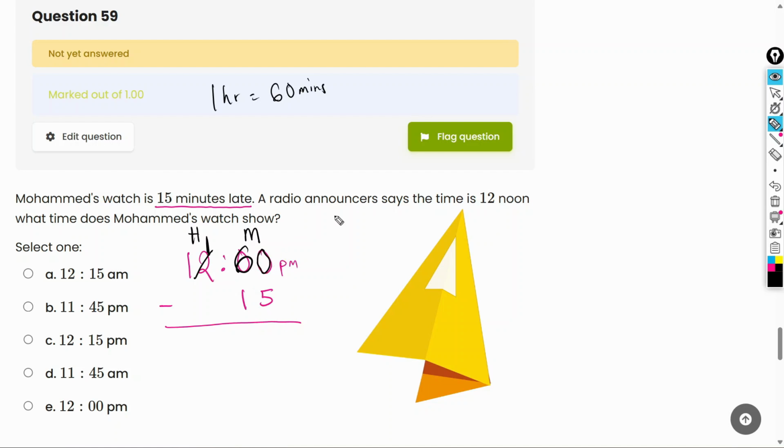Then 0 minus 5 wouldn't work. So we borrow 1 from 6, that is 5. And then this is 10. 10 minus 5 is 5. 5 minus 1 is 4. And then 1 minus nothing is 1. So his time should be reading 11:45 a.m. since it was 12 noon. And that is here.